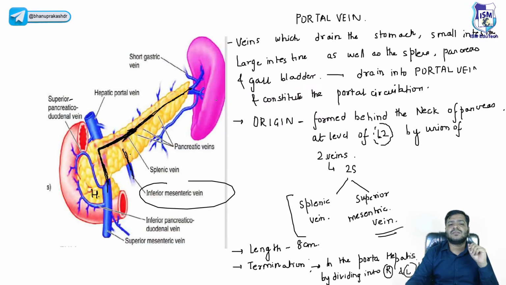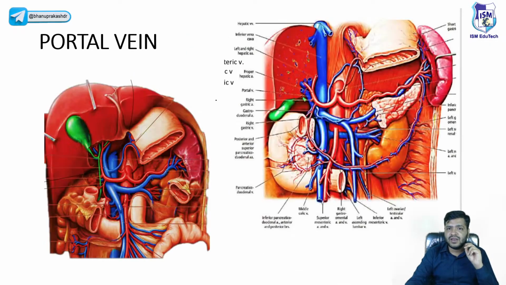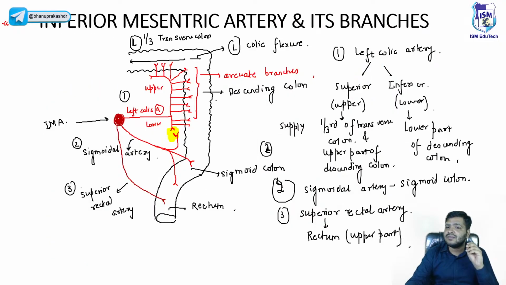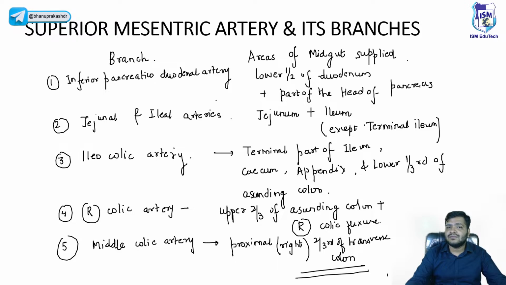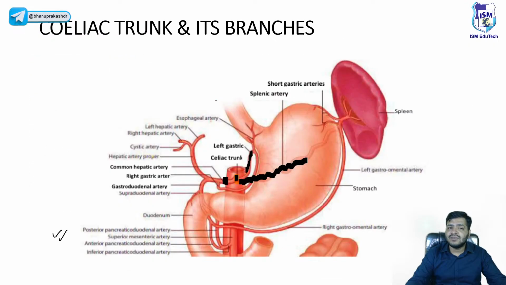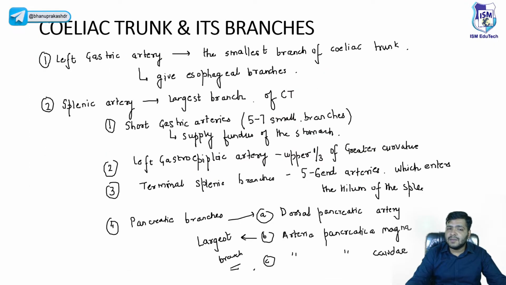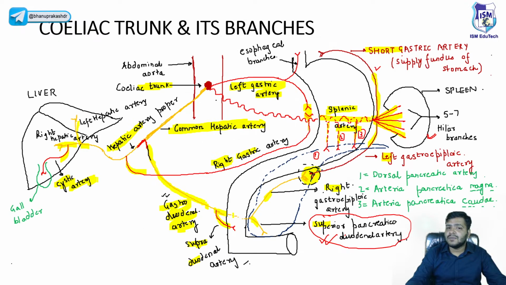I hope till now the picture is very much clear. So, portal vein we have already started. We have seen the major two tributaries, that is the splenic vein and the superior mesenteric vein. We have discussed the inferior mesenteric artery and the part of the colon which is supplied by it. We have seen the superior mesenteric artery with a very beautiful diagram, and we have seen with a simple table which branch is supplying which area of the midgut. Apart from that, the celiac trunk, the three branches and their corresponding multiple branches, right? The celiac trunk and its branches.